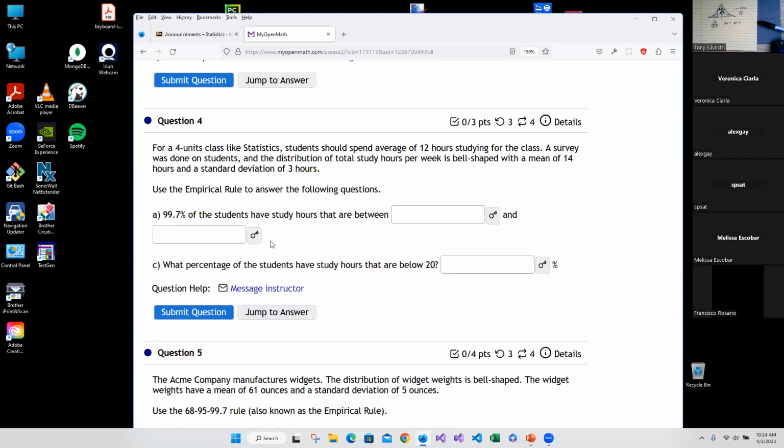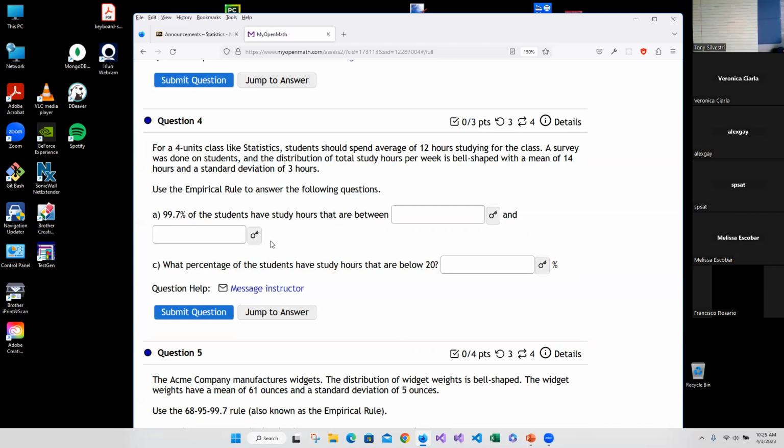For a 4-unit class like statistics, students should spend an average of 12 hours studying for the class. A survey was done on students, and the distribution of the total hours per week is bell-shaped, which means normal distribution, with a mean of 14 hours and a standard deviation of 3 hours. This isn't a perfect world, of course. I have people in my class that haven't done any homework at all, so I guess those would be the extreme outliers, within the 3 standard deviations.